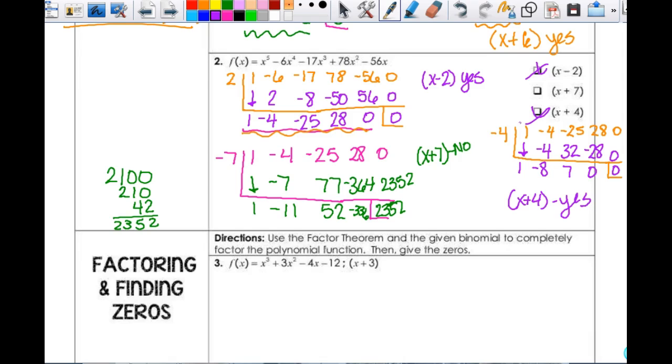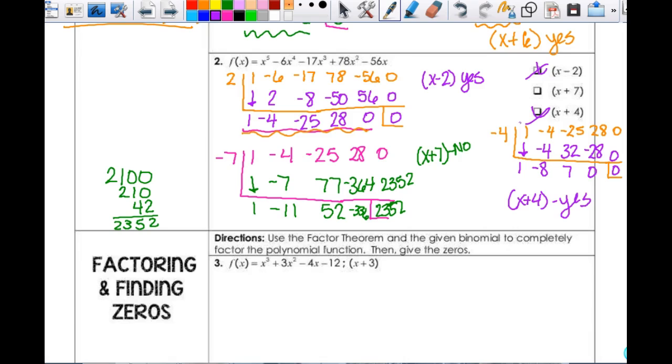Okay. Any questions about that at all? We're good? All right, so that's how you test if, say, hey, does this factor work? That's what we're looking for. We're going to skip number 3 because we don't need to do all of these examples on here. I want to jump to number 5.